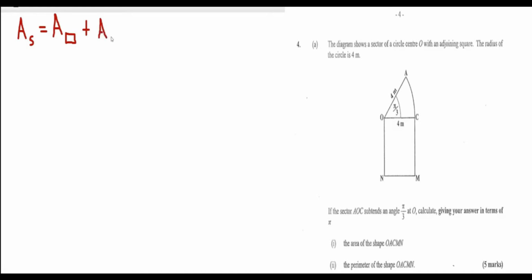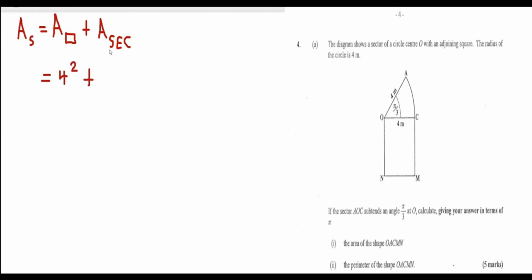Area of the sector. How can I write sector? I'm going to write sec. All right. Now this is part 1. Now the area of the square is going to be length times width, which is 4 times 4, so it's 4 square, plus the area of the sector.